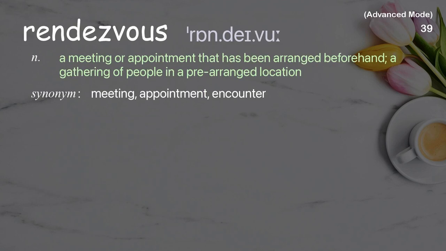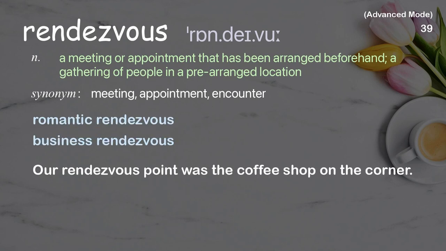Rendezvous. A meeting or appointment that has been arranged beforehand, a gathering of people in a prearranged location. Examples: romantic rendezvous, business rendezvous. Our rendezvous point was the coffee shop on the corner.